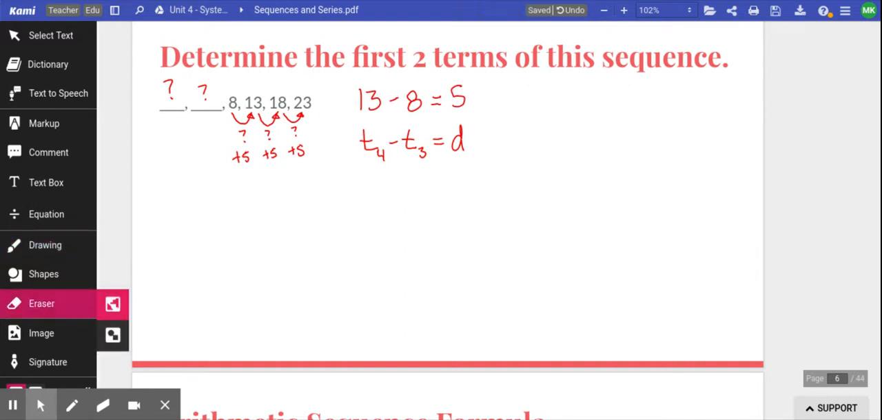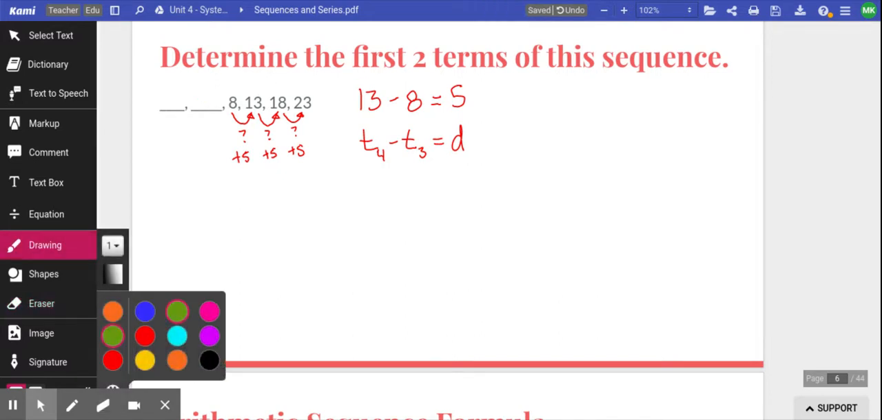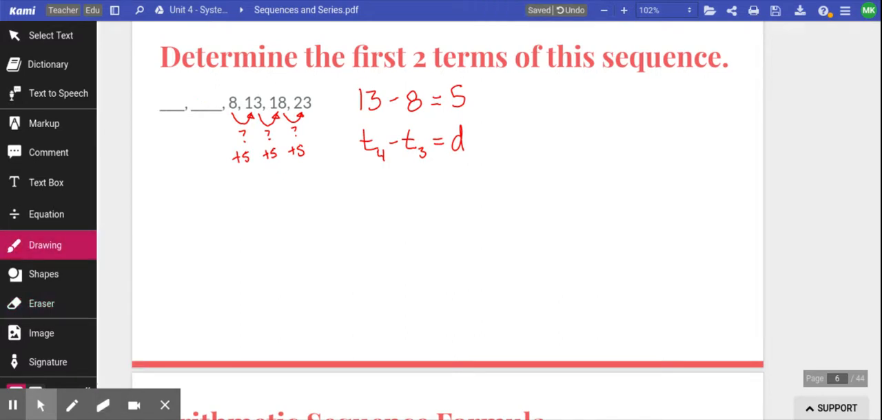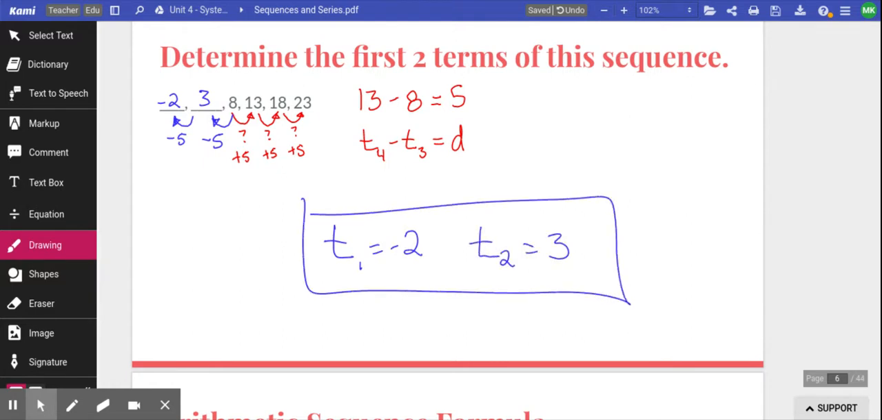I can work this pattern backwards to figure out what would go in those 2 blanks. So if I'm at 8, I want to go backwards. Instead of adding 5, I would subtract 5 to give me 3. To go back again, instead of adding 5, I would subtract 5 to give me -2. So my first 2 terms, T of 1 is -2, T of 2 is 3. Like that.